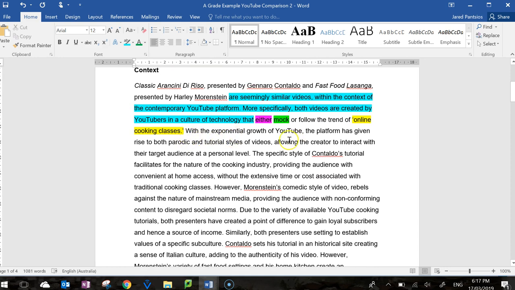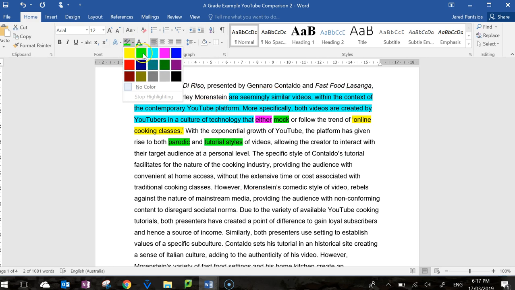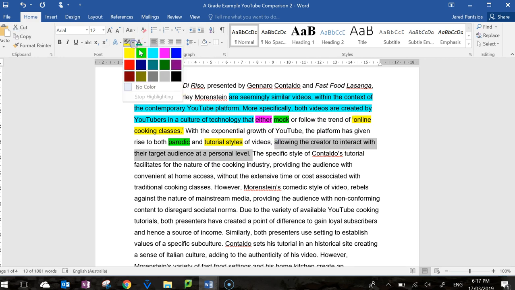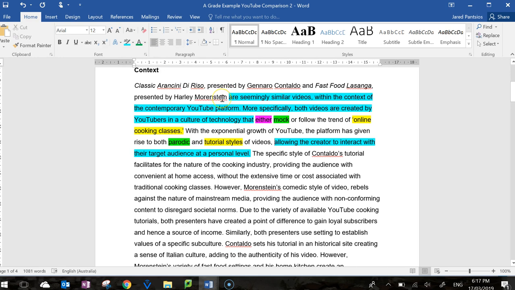With the exponential growth of YouTube, the platform has given rise to both parodic and tutorial styles of videos. Interestingly enough, I would already be saying in reflection of this A grade that it's still an A grade, but there's a bit of repetition here already, which could be considered to not be needed because we're saying the same thing. Of videos allowing the creator to interact with their target audience at a personal level, so that's a nice note specifically regarding the context of YouTube videos where there's a direct address or breaking the fourth wall, which very few mediums actually do.